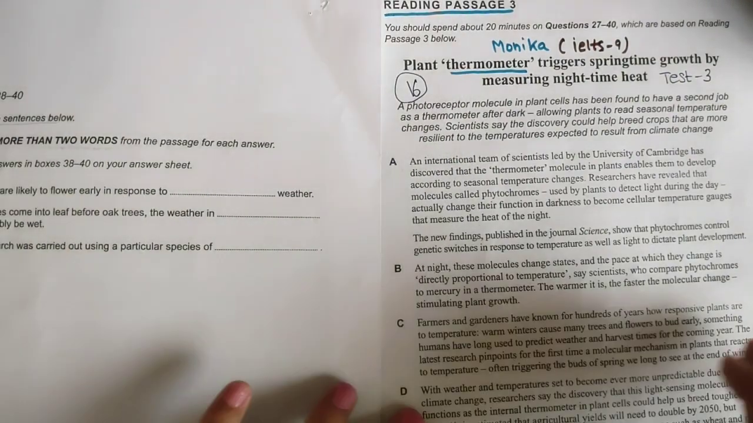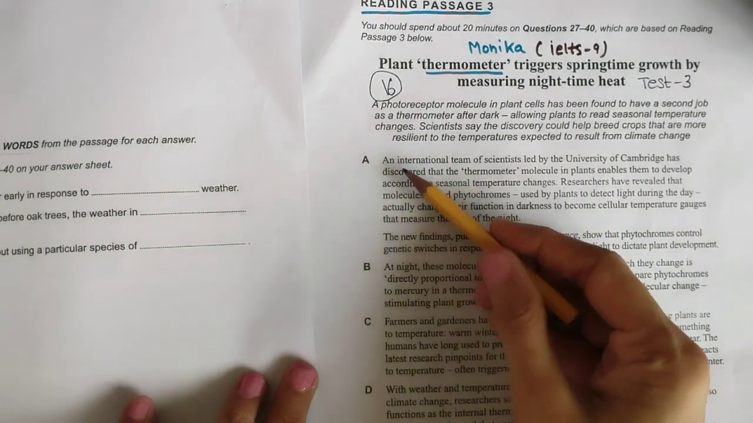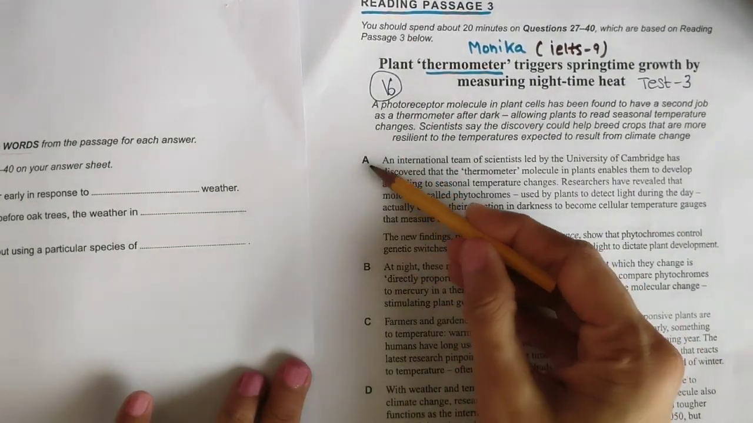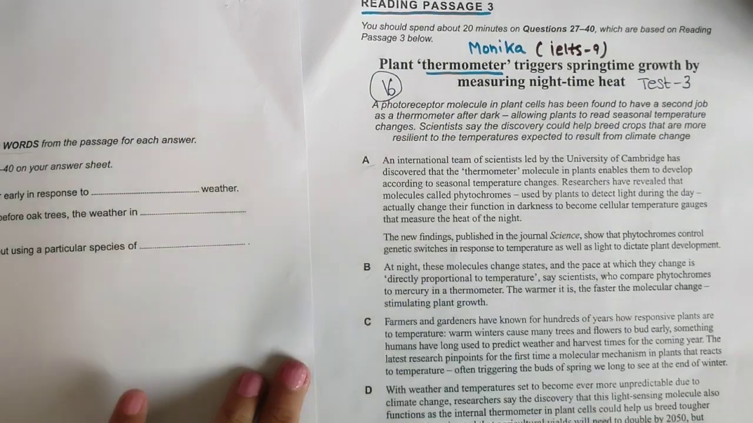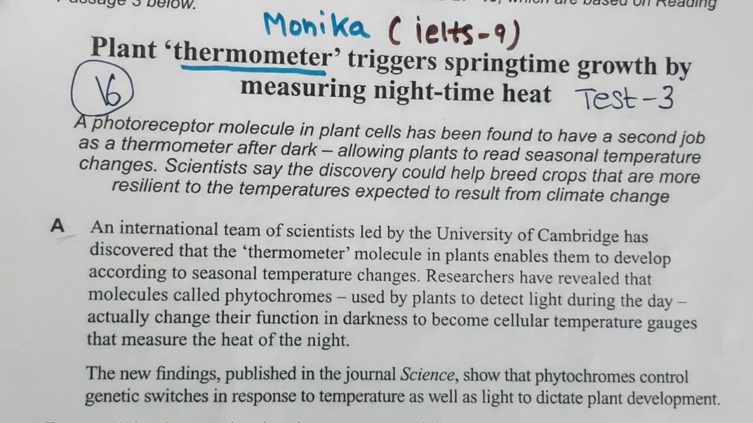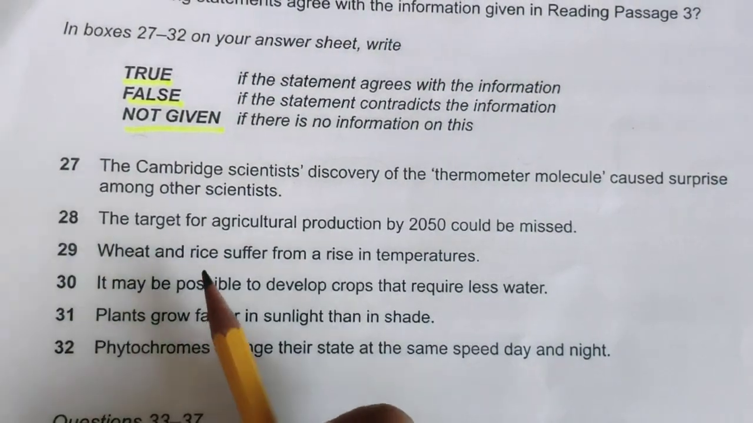Okay, so let's start it one by one, and you can see this passage. They have divided the passage into small paragraphs with lettered words alphabetically. Now for this reading I am going to do true, false, not given initially.